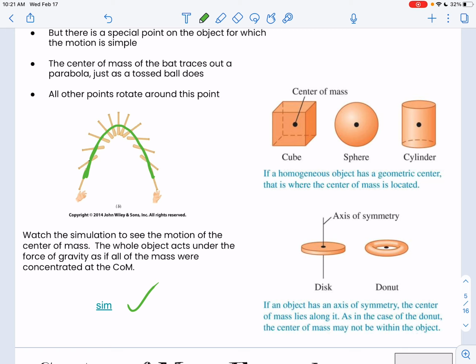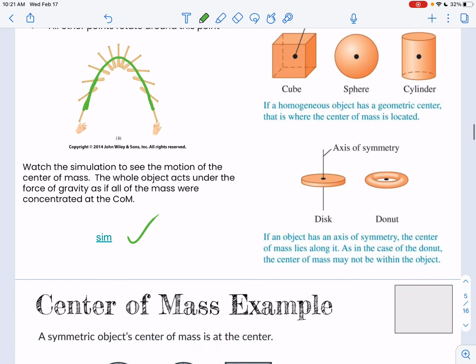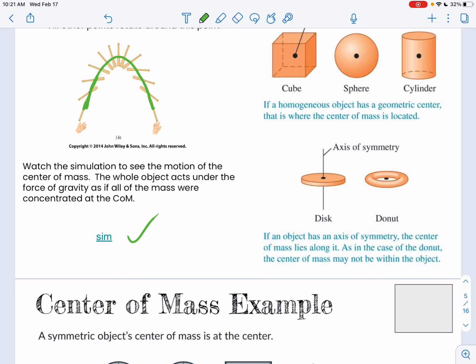Center of mass is usually pretty easy to find if it's a homogeneous object that has a geometric center. That's where the center of mass would be, right in the middle. If there's an axis of symmetry, the center of mass will lie along it somewhere. Also important to note that it doesn't have to actually be on the object. It could be at a point in space, like a banana. If you had a banana, the center of mass would be out here somewhere. It wouldn't necessarily be on the object. It doesn't have to be.